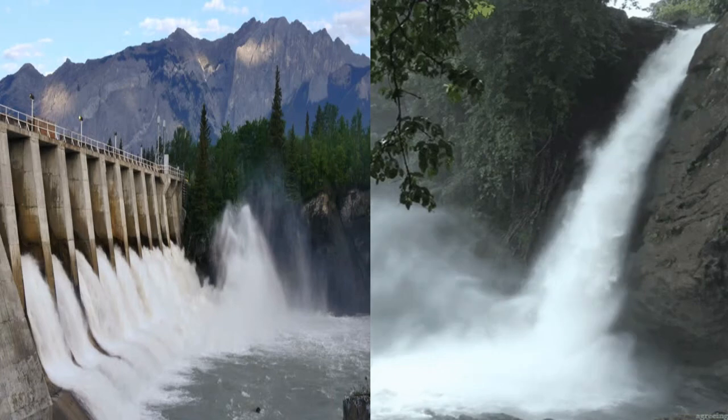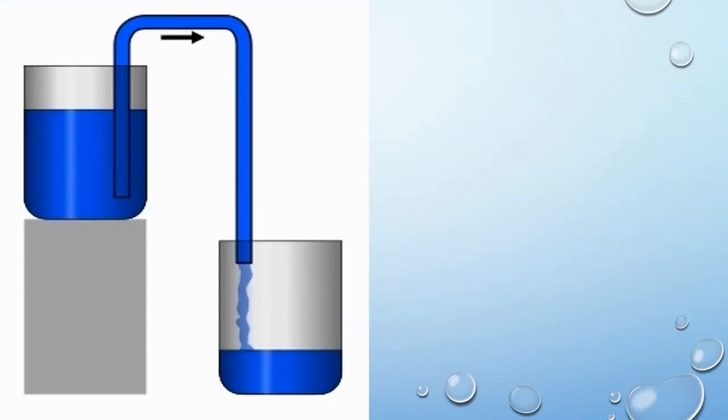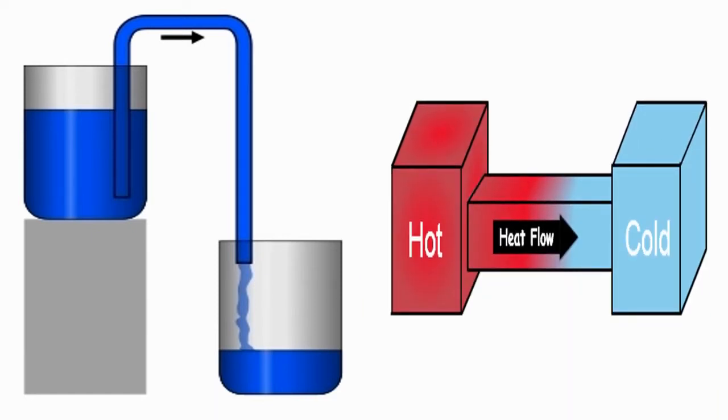Similarly, when a bucket is kept at a certain height, then only the water from one bucket will flow to another bucket. Similarly, if we heat an iron rod, the heat will transfer from the hot end to the colder end. In this way, transfer of heat takes place.